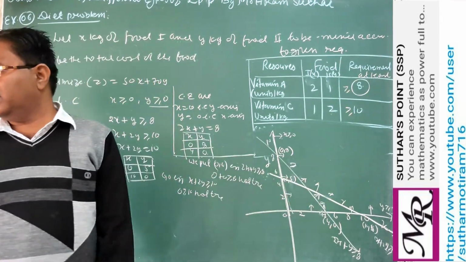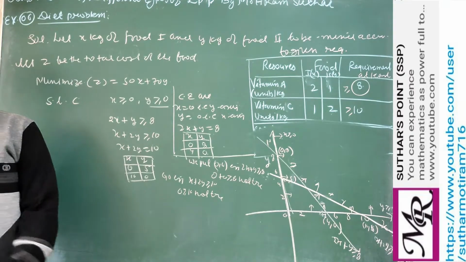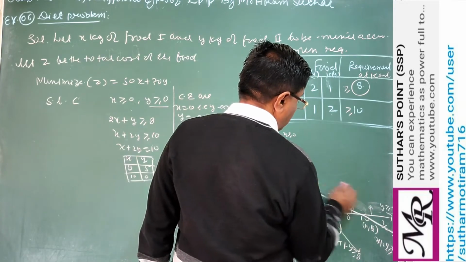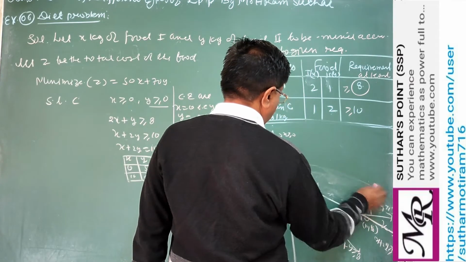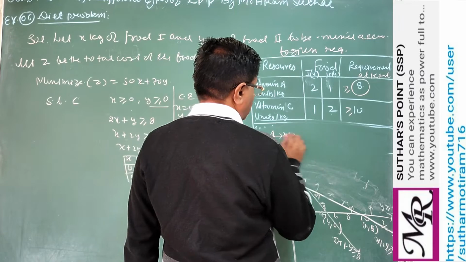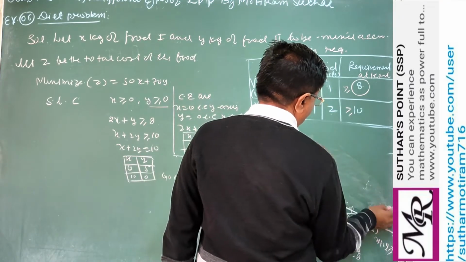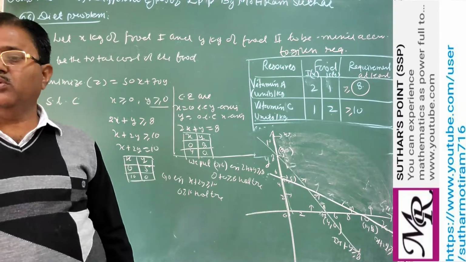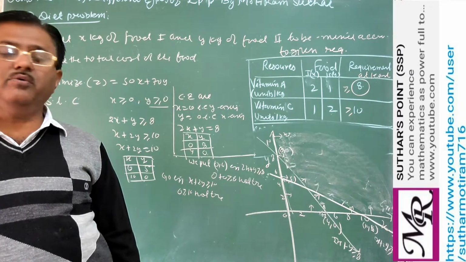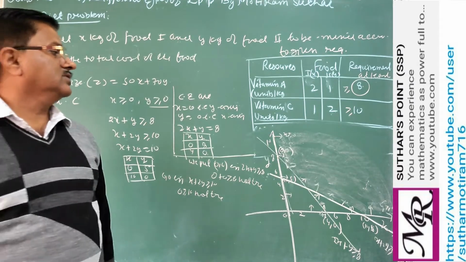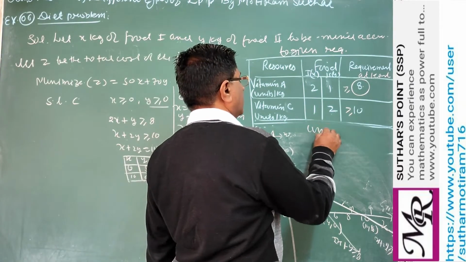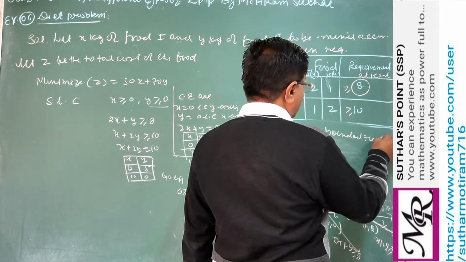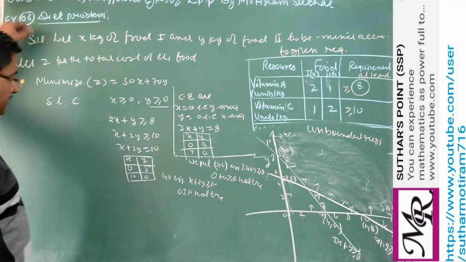So if you consider all this and you have to find the feasible region, then it will be like this. So this shaded portion will be the required feasible region. Now, very important, you can see this is an unbounded region. Unbounded region.